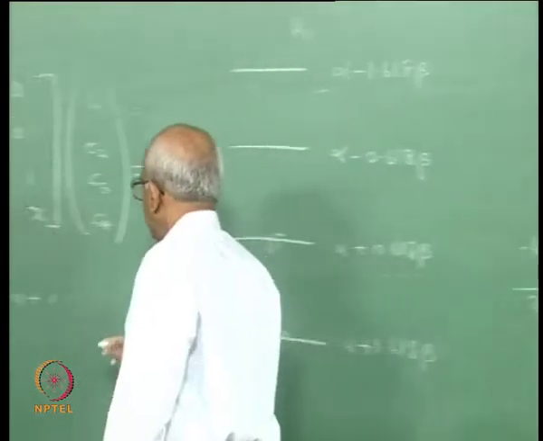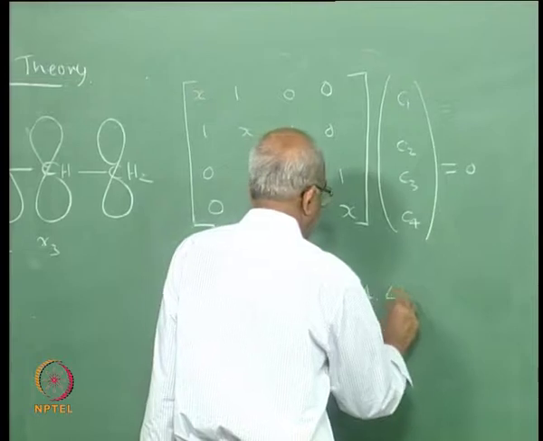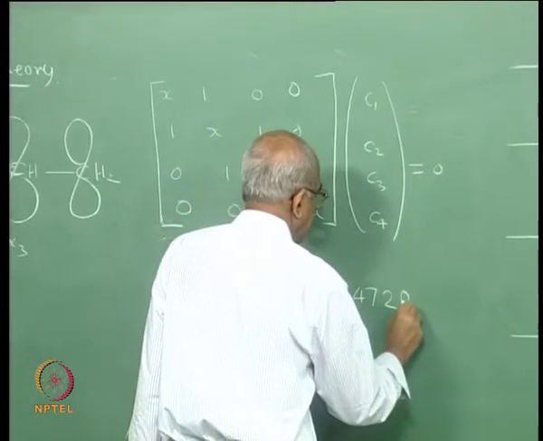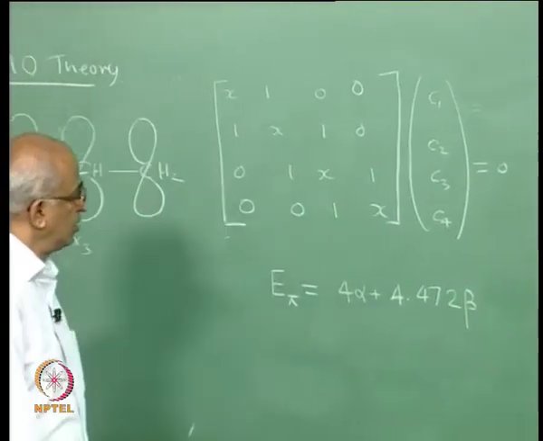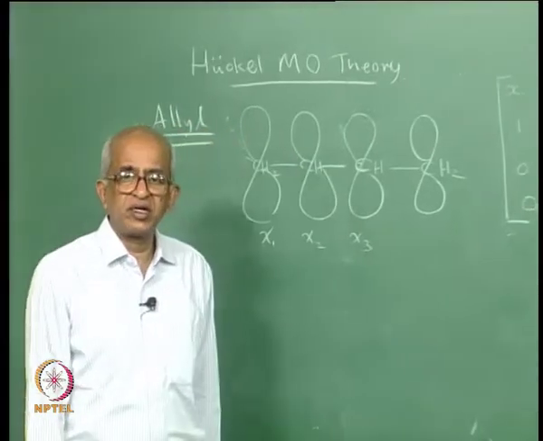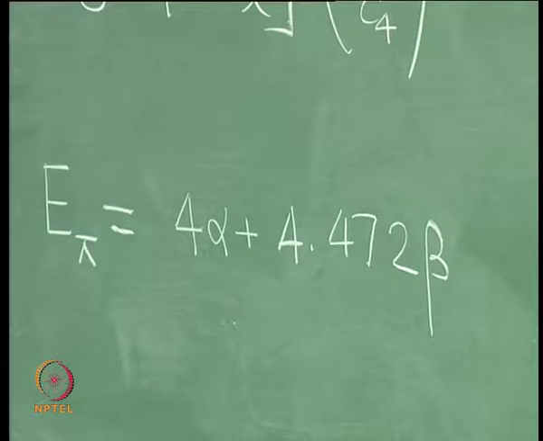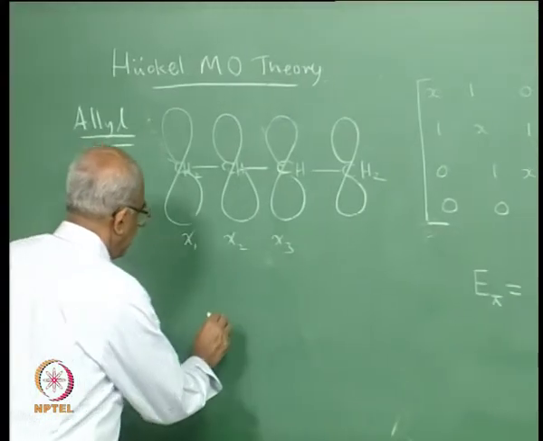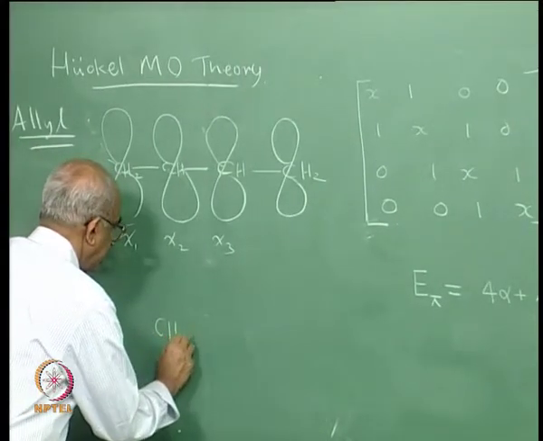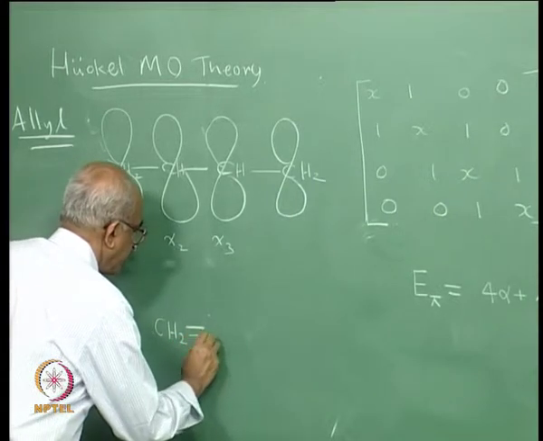So, it will work out to be 4.472 beta. So, this we say is the pi electron energy of butadiene. Okay. Now, I shall assume that you know a little bit of organic chemistry.